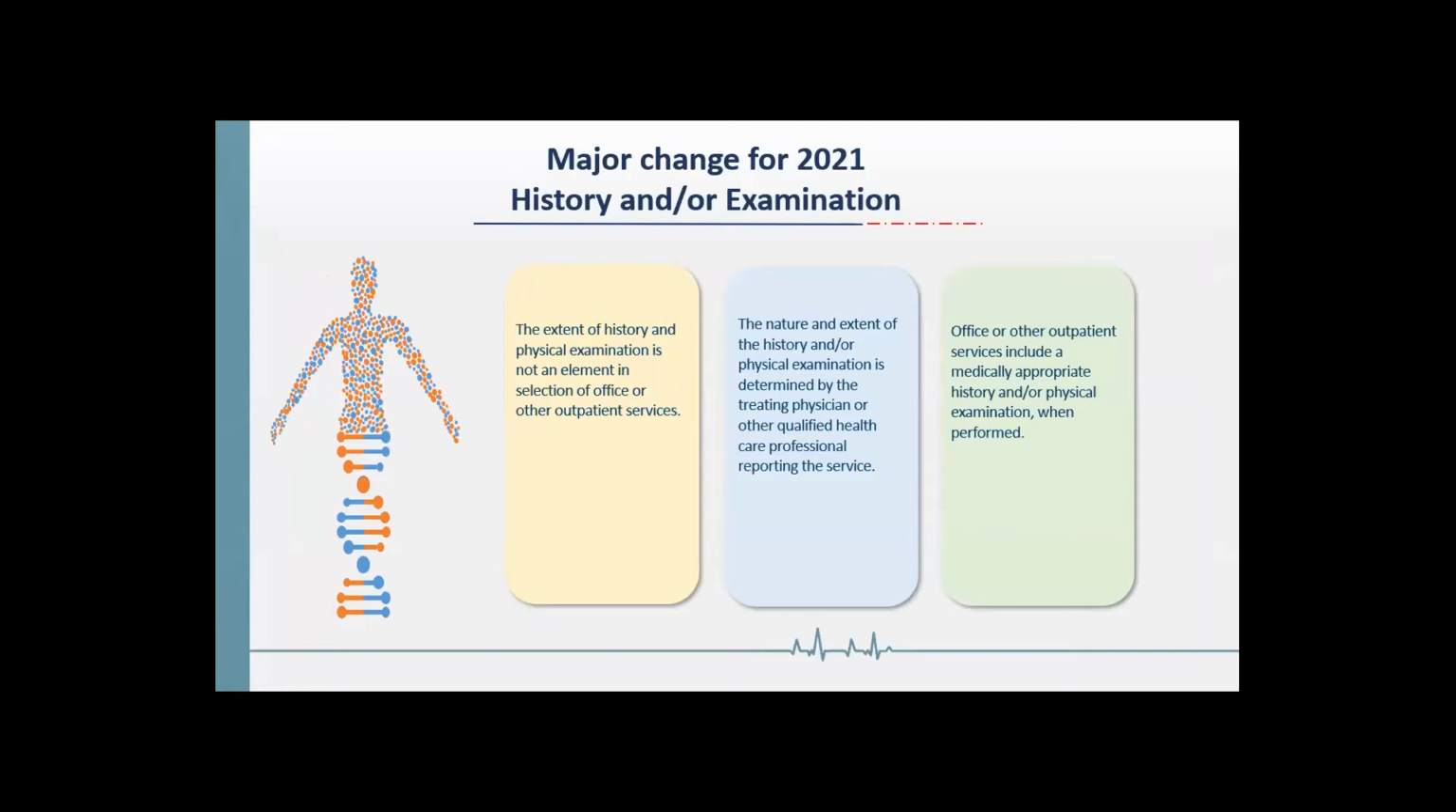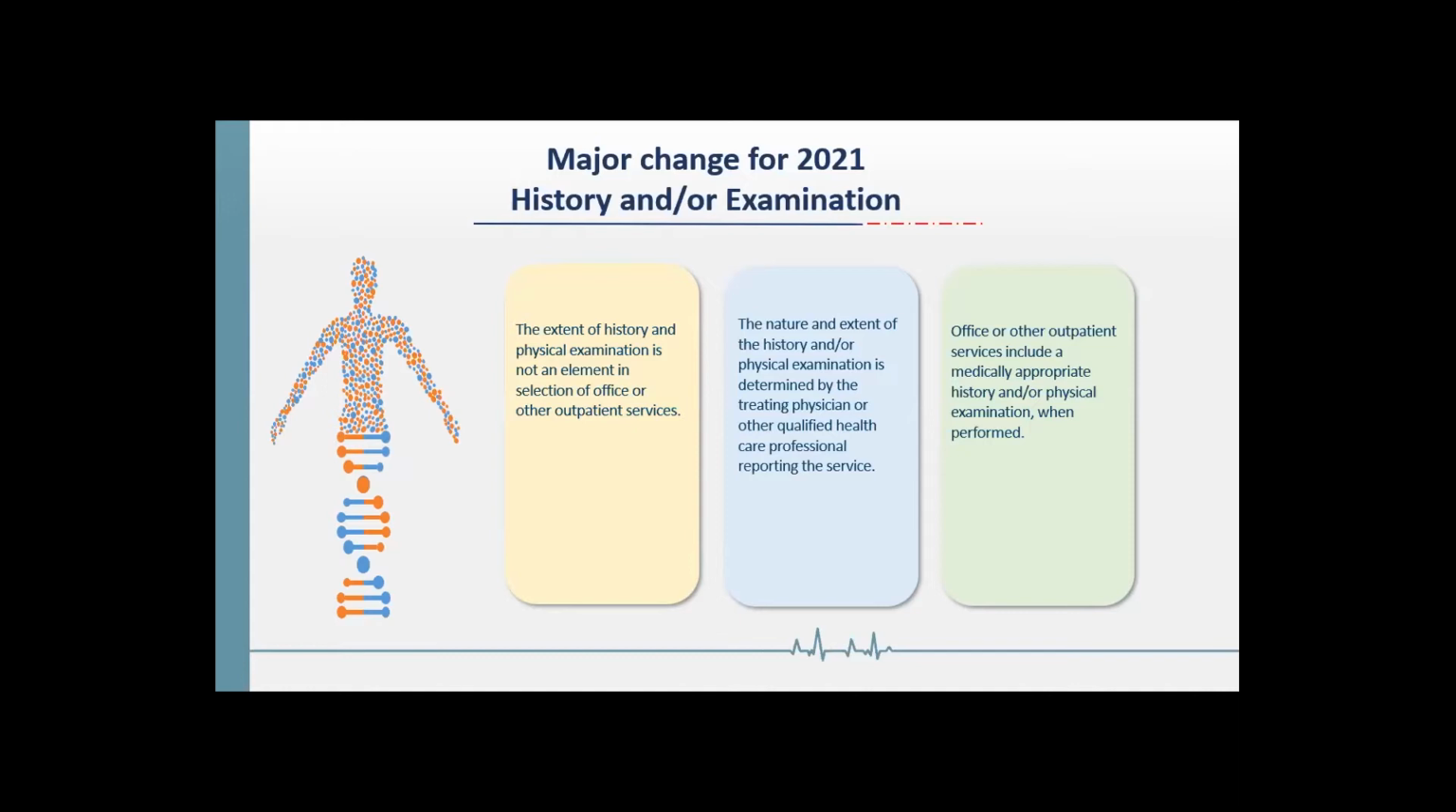So from 2021, the extent of history and physical examination is not an element in selection of office and other outpatient service codes. So if we are going to code for a level 4 or a level 5 visit, we do not require documentation of detailed or comprehensive history or physical examination. So the nature and the extent of history and physical examination is determined by the treating physician or other qualified healthcare professional reporting the service.